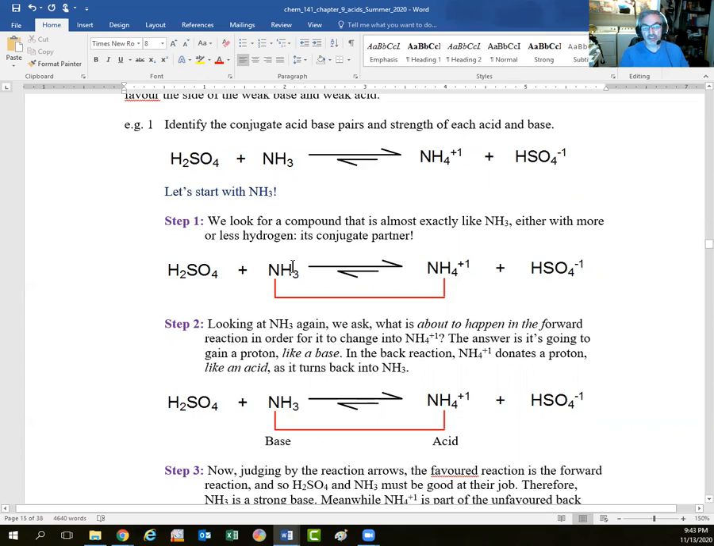And then we ask ourselves, what does the NH3 have to do to turn into NH4+? Well, it has to pick up a proton. Bases pick up protons, while the NH4+, to turn back into its conjugate partner, has got to give away a proton, so it's an acid.